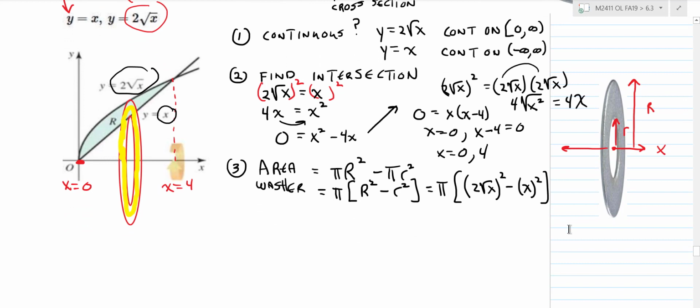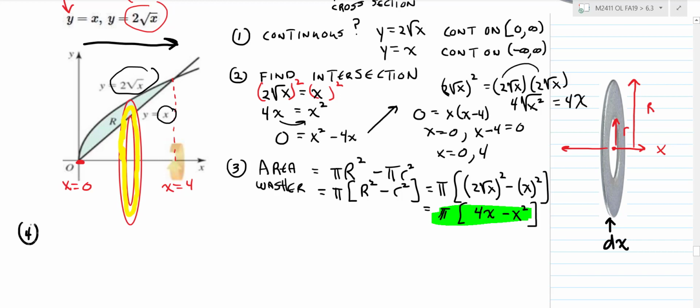Now we're ready to set up the integral. Essentially this is pi, and you square this, which gives 4x minus x to the fourth. So that's the function that gives the cross-sectional area. Then dx is what we have in our integral, and we're integrating this way, from 0 to 4.